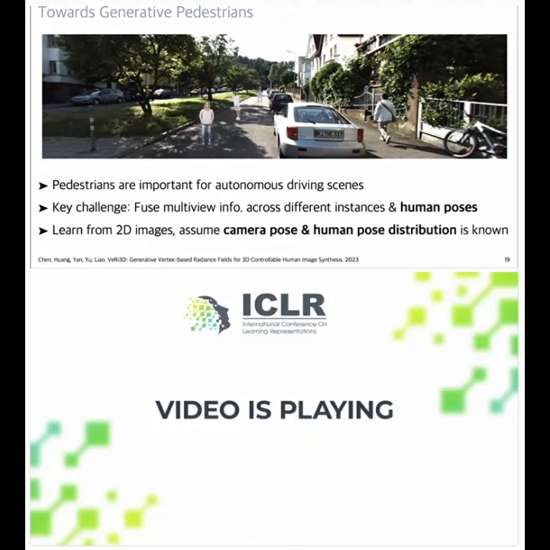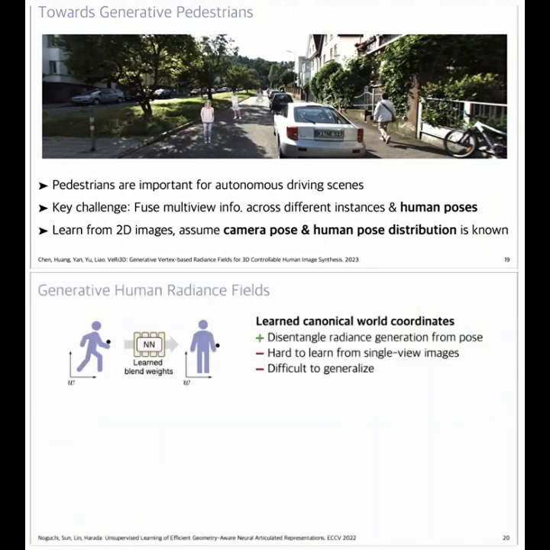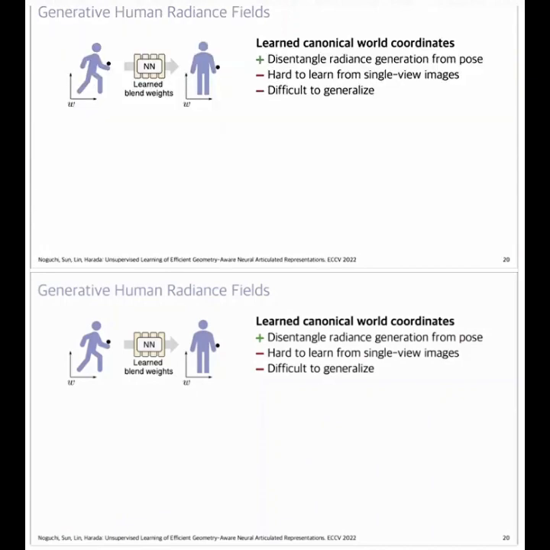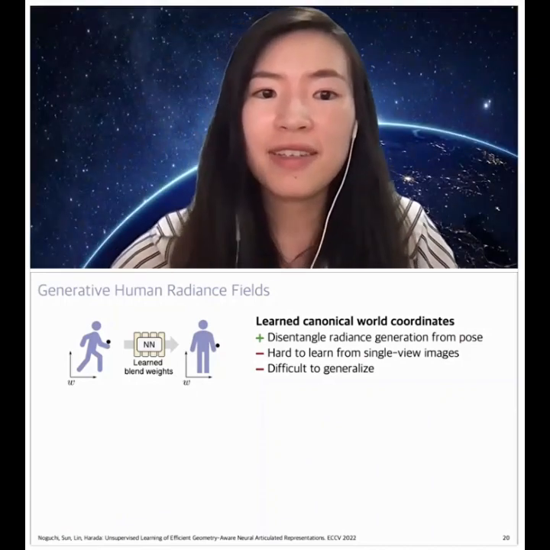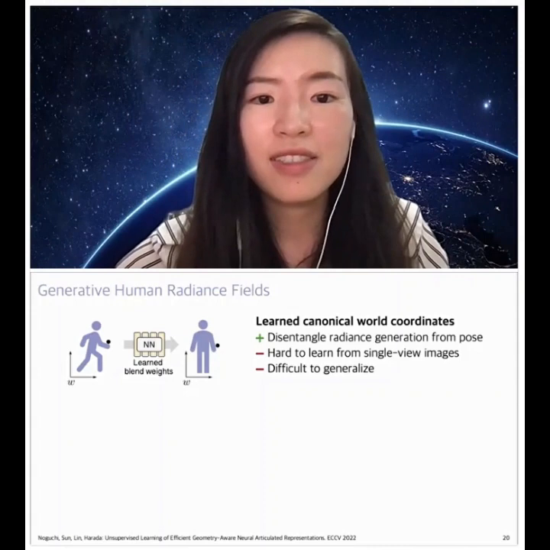And here we also want to learn from 2D images. We assume that the camera pose as well as the human pose distribution is known. Assuming that the human pose distribution is known can simplify the task. So let's compare the human synthesis and the object synthesis.